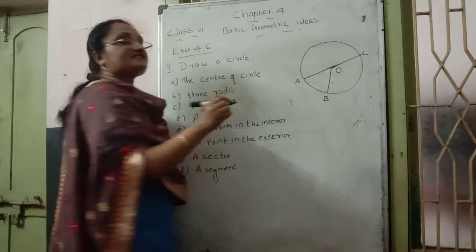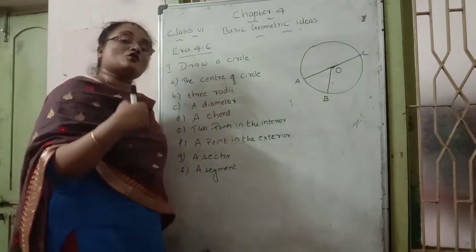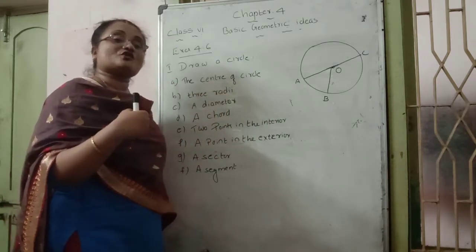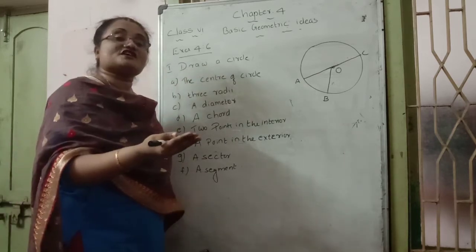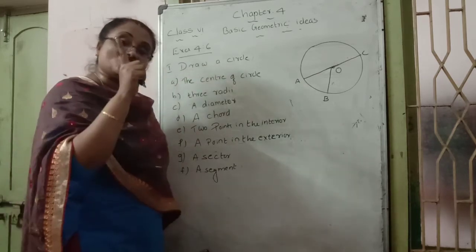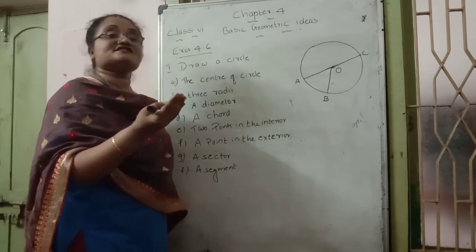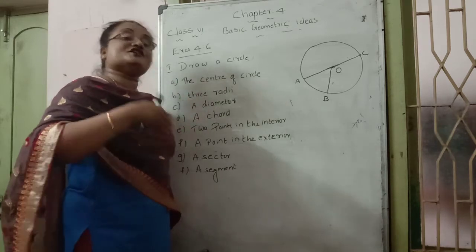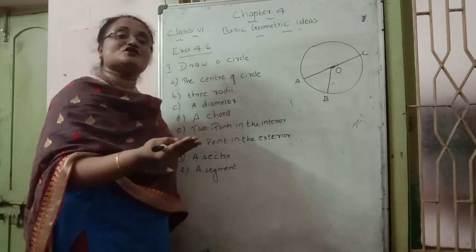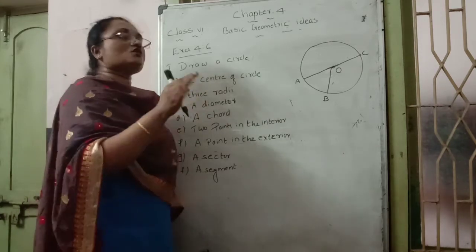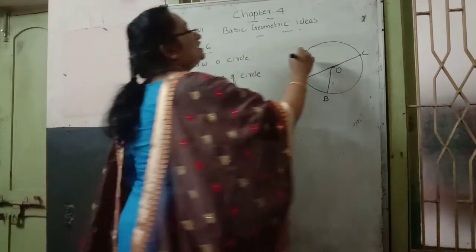A chord. So my question: how many diameters can we draw in a circle? That also remember, an infinite number of diameters we can draw in one circle. In the same way, how many radii? That also, remember, infinite. Infinite means countless radii we can draw in one circle. Chords also: infinitely many.